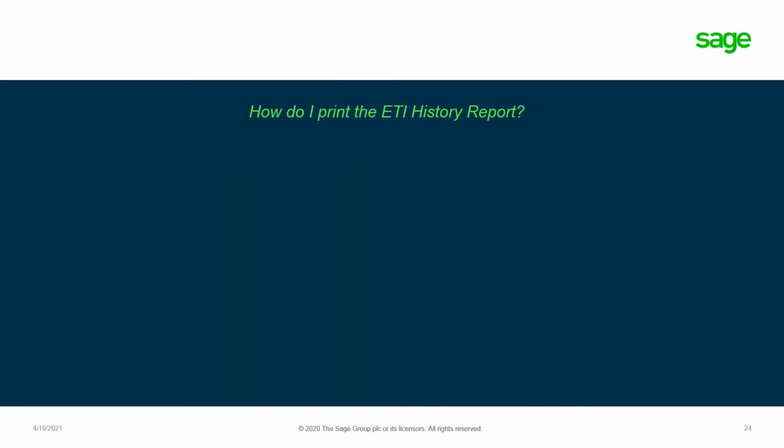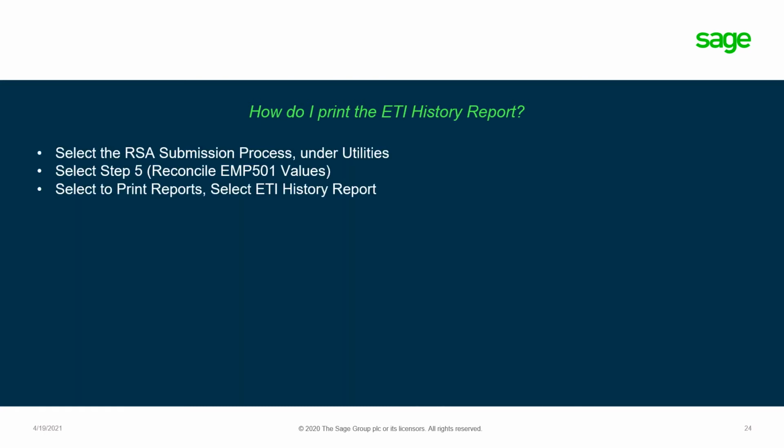How do I print the ETI History Report? Select the RSA submission process under Utilities. Select Step 5, Reconcile EMP 501 values. Select to print reports. Select ETI History Report.